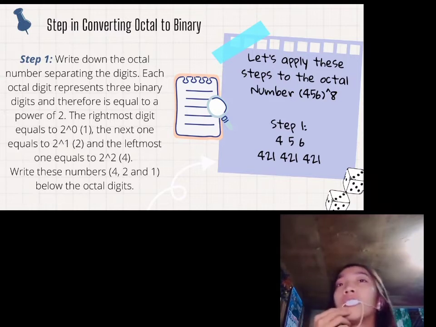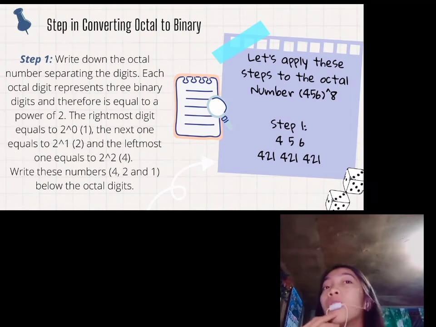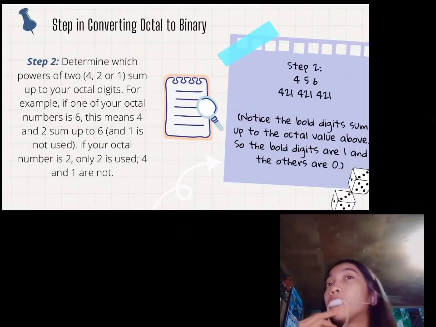The rightmost digit equals 2 raised to the power of 0, times 1. The next one equals 2 raised to the power of 1, times 2. And the leftmost one equals 2 raised to the power of 2, times 4. Write these numbers 4, 2, and 1 below the octal digit. Step 2. Determine which powers of 2, 4, 2, or 1 sum up to your octal digits.